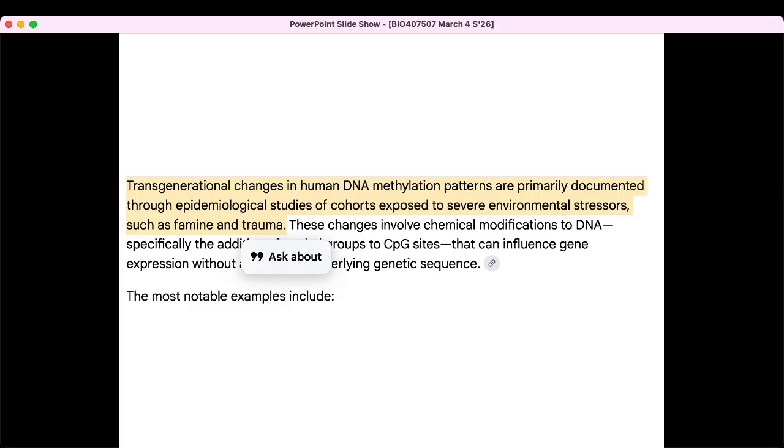So just to look at some of these that I just picked up from sort of AI overviews. So transgenerational changes in human DNA methylation patterns are primarily documented through these epidemiological studies of cohorts exposed to severe environmental stressors such as famine and trauma. And I guess I got that covered up in my screenshot, but these changes involve chemical modifications of DNA specifically added to the groups of CpG, so methylation, DNA methylation, okay?